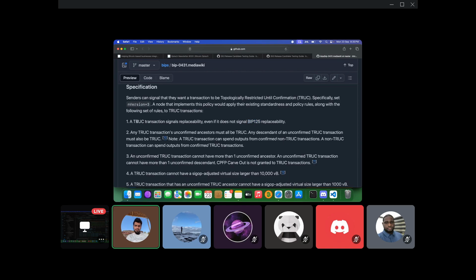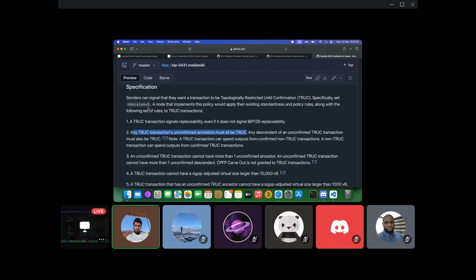How do truc transactions or version 3 transactions differ? They are replaceable by default. There is no need for you to signal for replaceability. Truc transactions are replaceable themselves, so any transaction that has a version number 3 is replaceable. Any truc transaction's unconfirmed ancestors must all be truc. So any transaction with version number 3, if it has unconfirmed ancestors, even their version number should be 3. Confirmed ancestors can have any version number, but unconfirmed ancestors can have only version number 3.